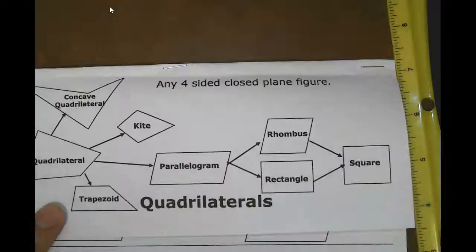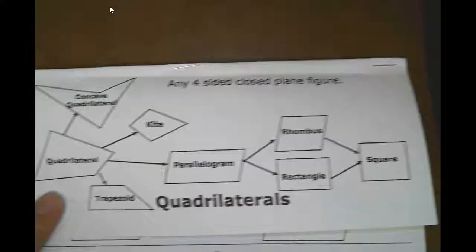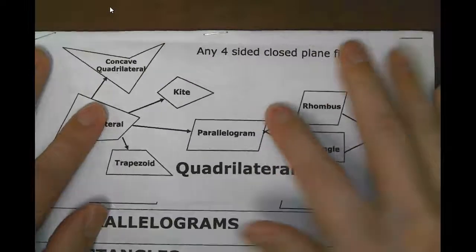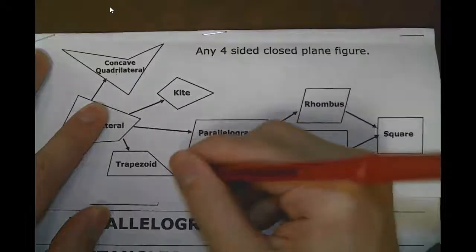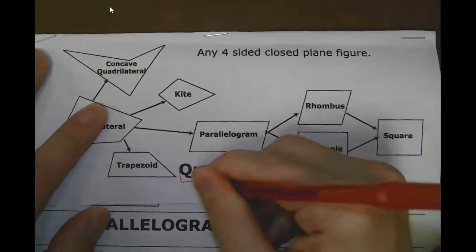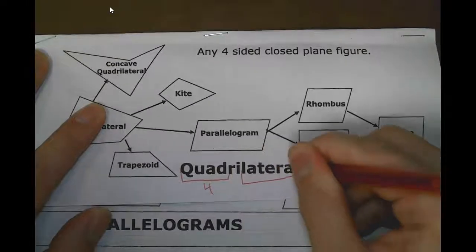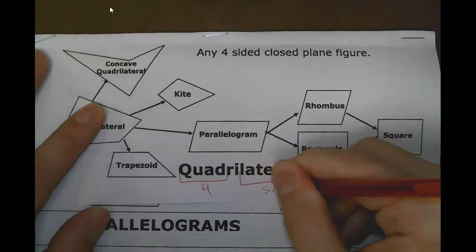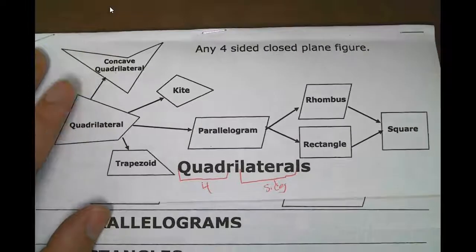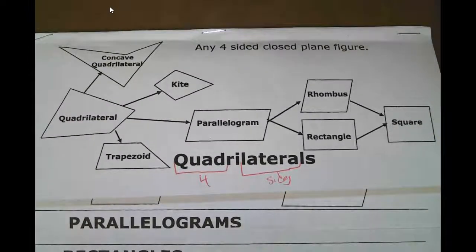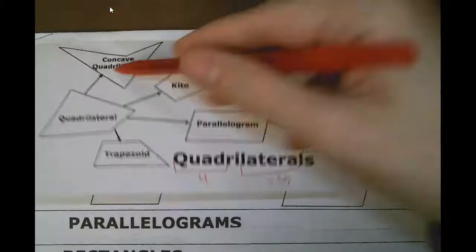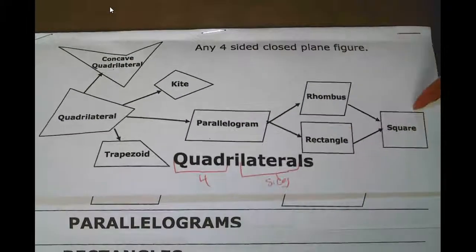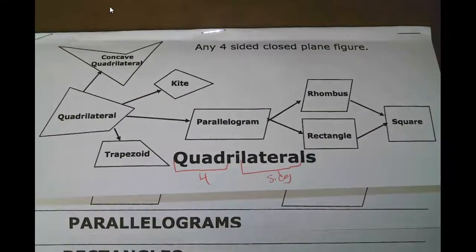All right, we're starting our unit on parallelograms, or sorry, quadrilaterals. Quadrilaterals, what does quad mean? Four. Lateral means lines, I guess sides now. Okay, a quadrilateral is a closed shape with four sides. There are 1, 2, 3, 4, 5, 6, 7 different types of quadrilaterals.